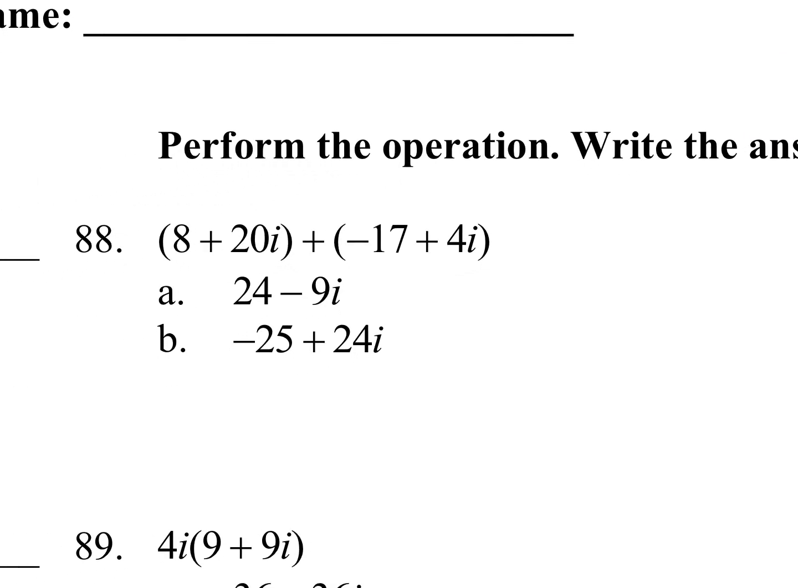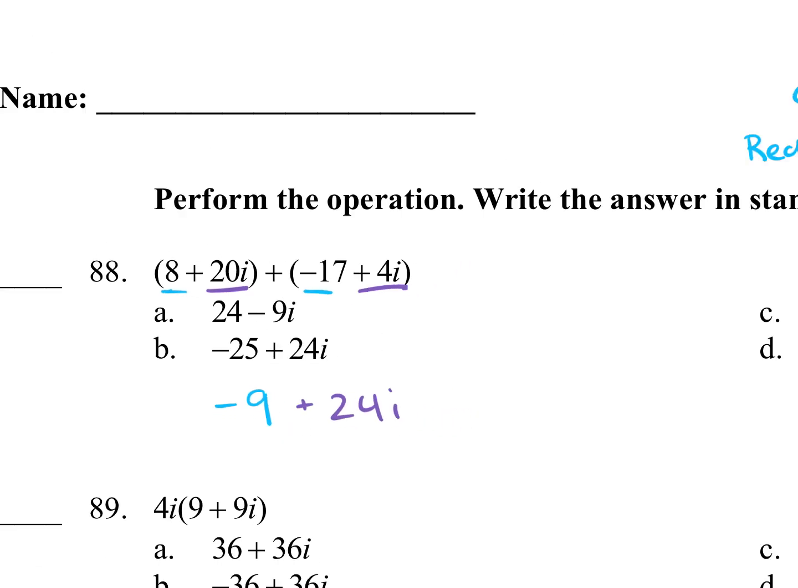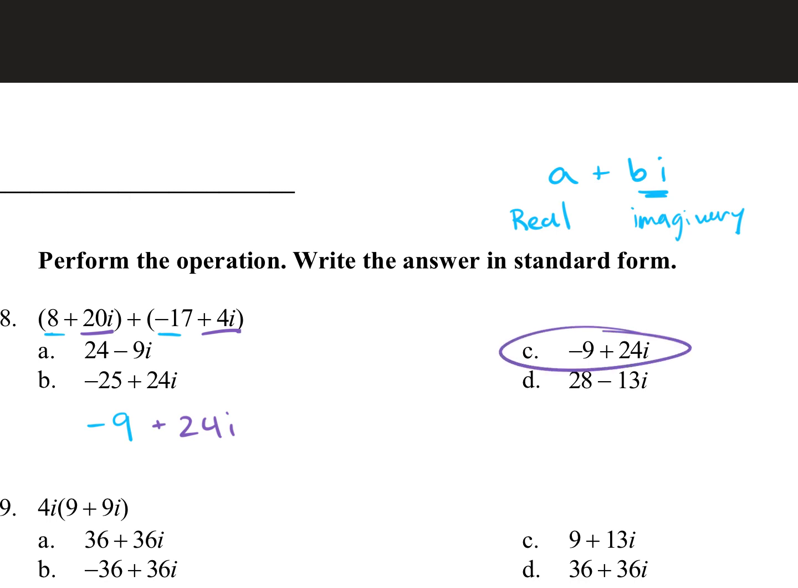Remember, we can only add real numbers together, and we can only add imaginary numbers together. So here I'm adding, what's 8 minus 17? Negative 9. And then I can add the imaginary parts together. What's 20i plus 4i? 24i. So that would be answer choice C.